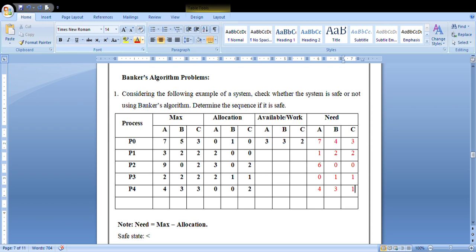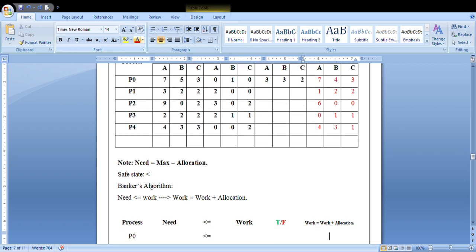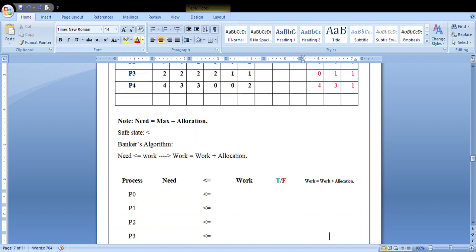Once you have calculated the need value, now you have to calculate whether the process is in a safe state or not. They ask whether the processes are safe, whether the system is safe, and you have to write the safe sequence using the Banker's algorithm. Determine the safe sequence. You first have to calculate whether the system is safe. If it is safe, you have to write the safe sequence. How to write that? This is the Banker's algorithm.